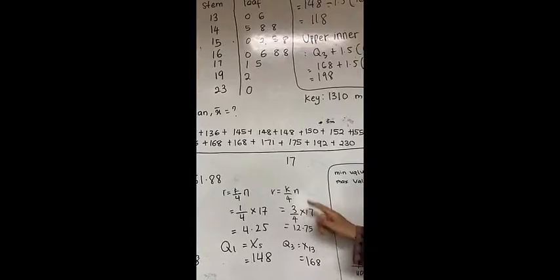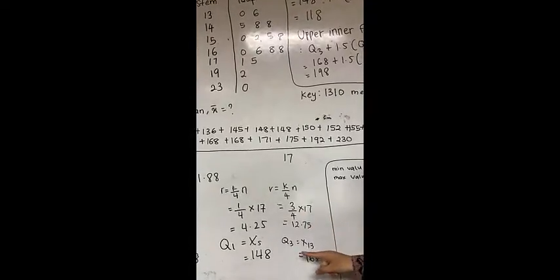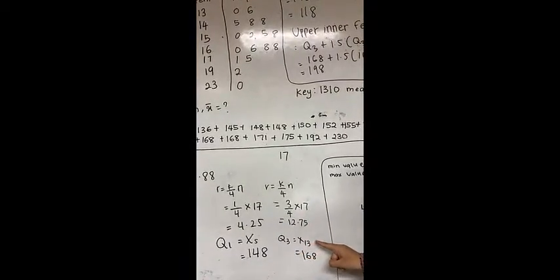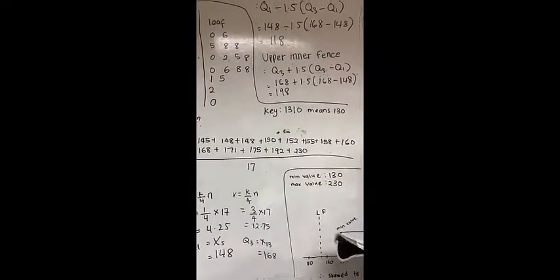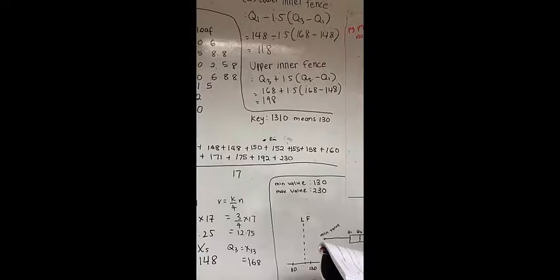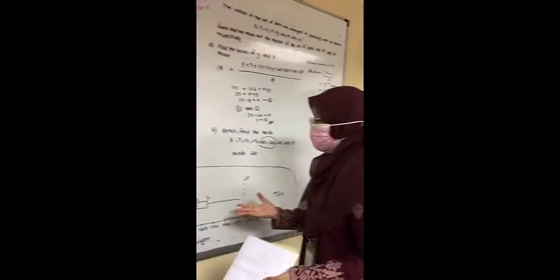sama juga macam kuartal 3. Cari R dia berapa, kali ni K dia adalah 3. And then kita dapat number observation is 13, adalah 168. And then question C, it asks us for construct box and whiskers plot.